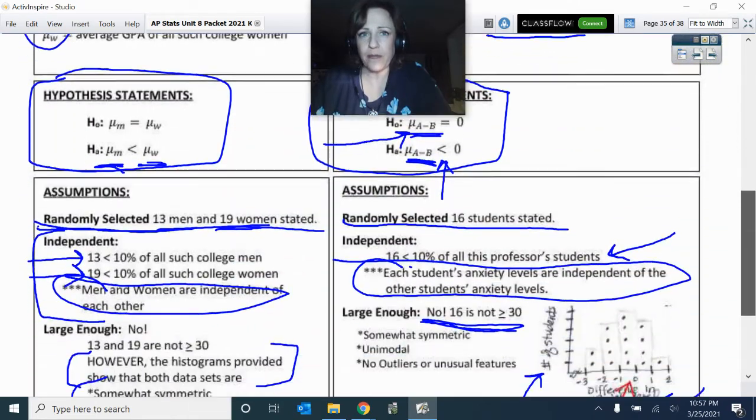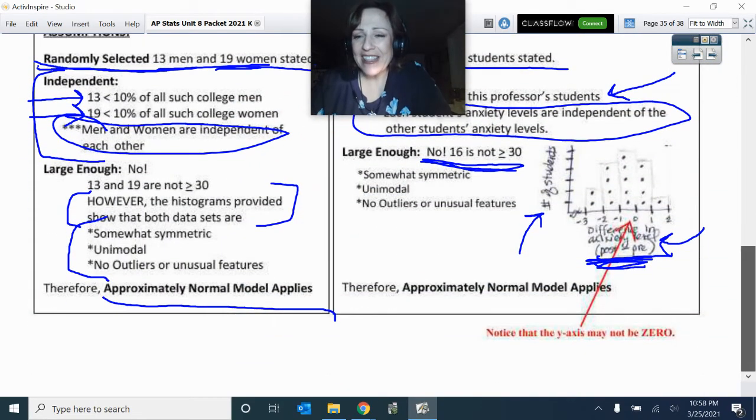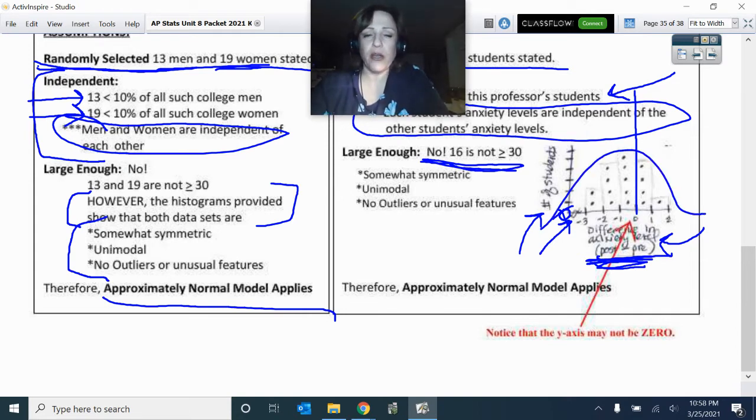So that was interesting, because this line right here is 0, a difference of 0. So it's kind of weird. See, look, I went ahead and put my little railroad tracks in right here, because the y-axis did not represent 0. It was at -3, -2, -1, 0, 1, and 2. So that was interesting. Okay. But it was very nicely symmetric, somewhat symmetric, unimodal, and no outliers, so the approximately normal model applied.